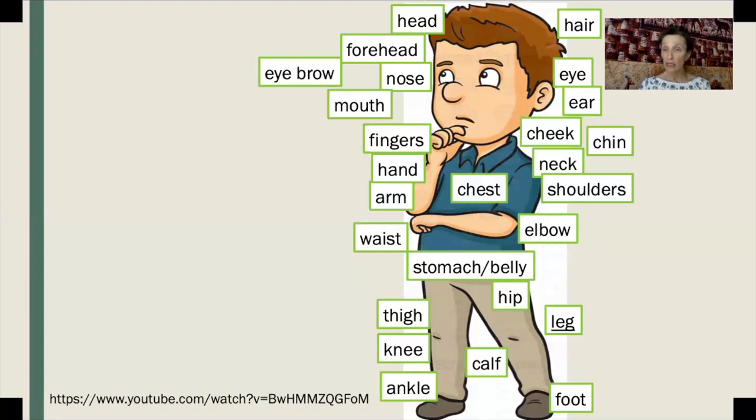Leg, that's this entire part is the leg. The hip, that's this part here, right under the belly. It's on the side. 旁边. The thigh is this part of the leg here. Shigai is the knee. Calf is this part of the leg, this bottom part here. And it often refers to this part, where the muscle sticks out. Ankle is this part, right here, just before the foot, which is your jiao.